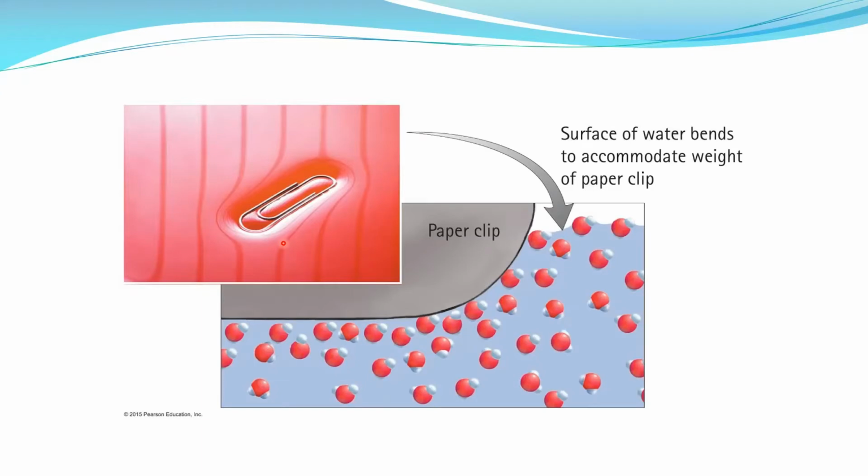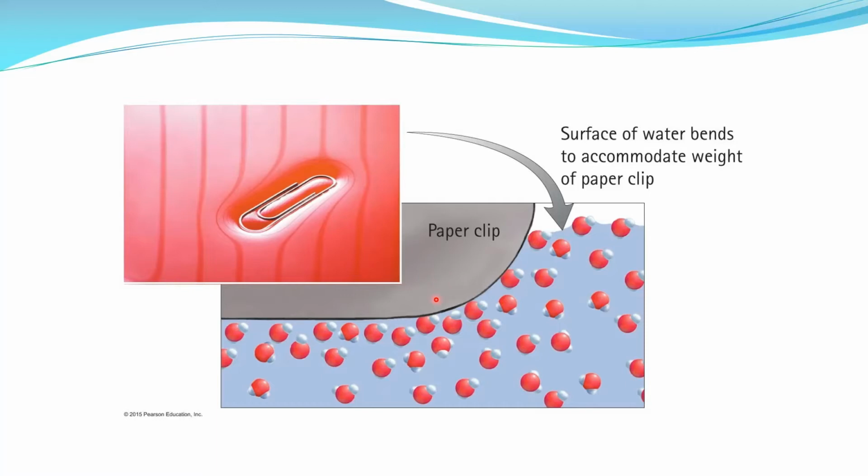What's happening is that water is made up of a bunch of individual water molecules, H2O. At the surface, the water molecules are actually bending inward to accommodate the weight of the paperclip. So it's not that it's floating in the traditional sense. That would mean that the buoyant force is equal to the weight of the paperclip. The paperclip should be sinking, but the water molecules have actually contracted. They've actually come together to support some of the weight of the paperclip. So they're creating a small upward force, just enough to keep it on the surface.